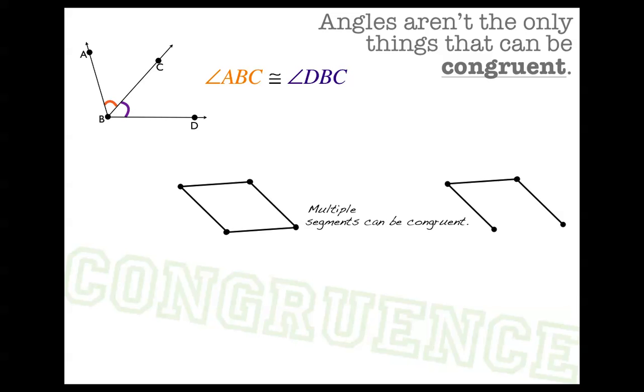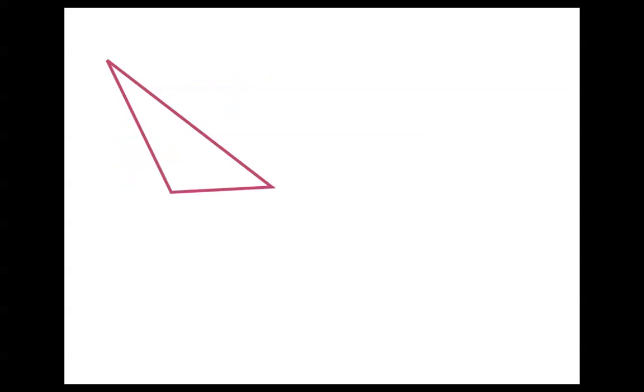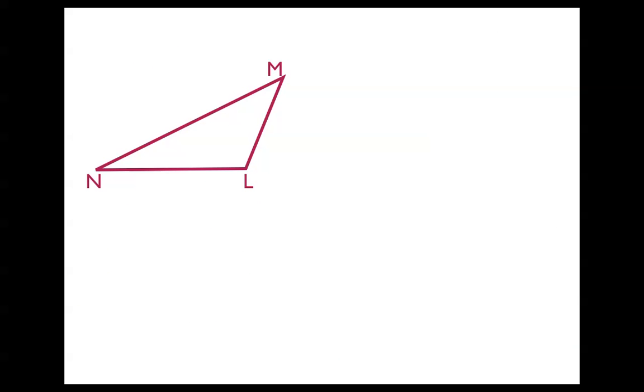And hey, you know what? Even quadrilaterals can be congruent. Shapes can be congruent, as well as angles and segments. Basically, in geometry, anything that you can measure could have a congruent matching partner or pair. Okay, so you could have a pentagon congruent to another pentagon, or even an octagon congruent to another octagon. And a lot of times what we deal with in geometry is triangles, which are congruent to other triangles.